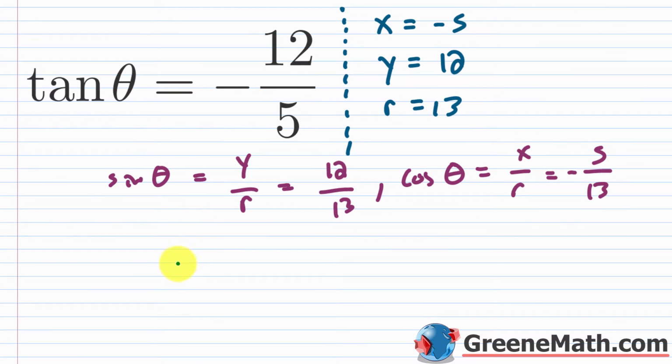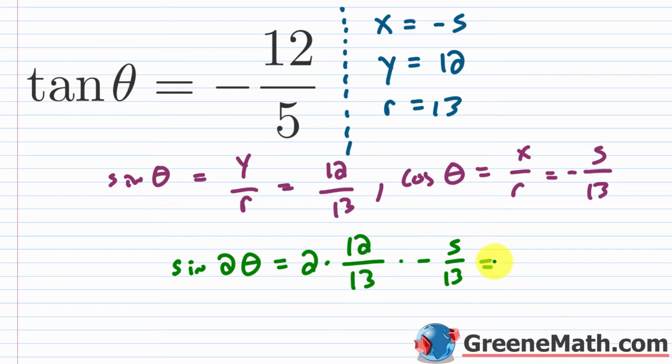Let me come down here and say that my sine of 2 theta is equal to 2 times the sine of theta, which is 12 over 13, and then times the cosine of theta, which is negative 5 over 13. So this gives me, nothing's going to cancel. So 2 times 12 is 24. 24 times negative 5, that's going to be negative 120. And this is over 13 times 13, which is going to be 169. So the answer for the sine of 2 theta is going to be the negative of 120 over 169.